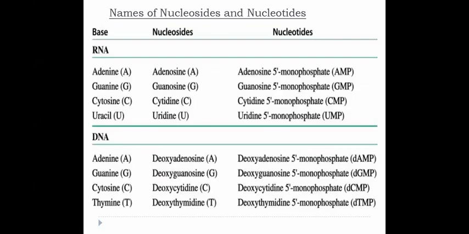So RNA, DNA. At the top part, we see RNA. We are seeing a U. Remember, U is only for RNA. T is for DNA. The rest are the same.